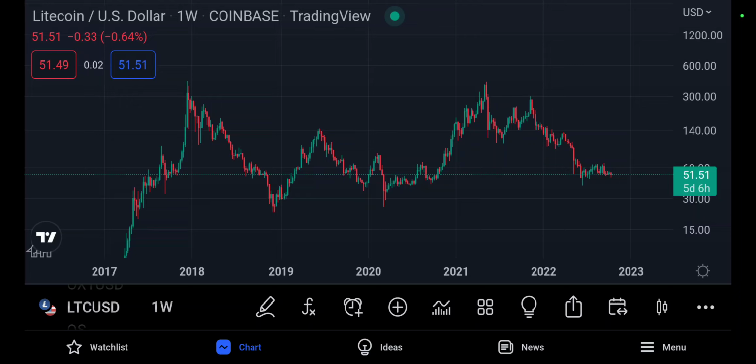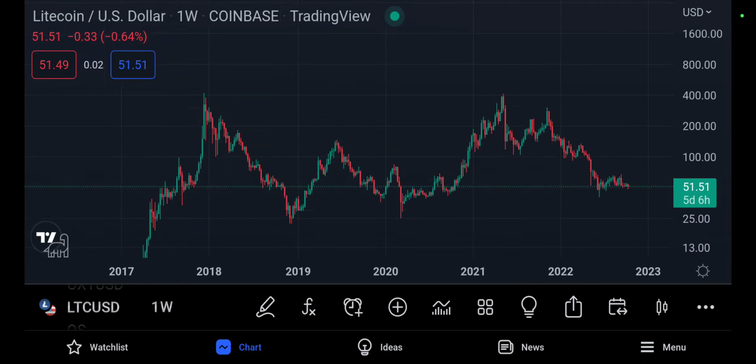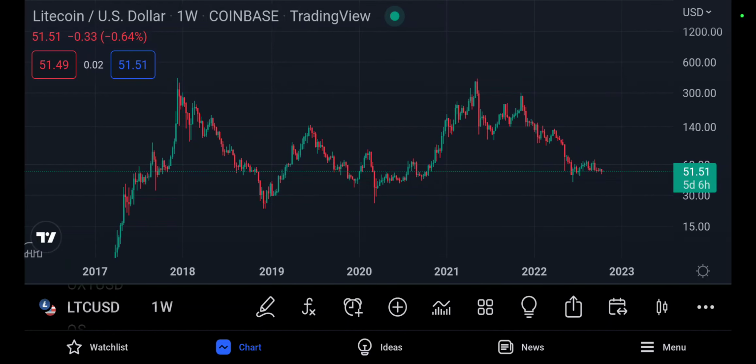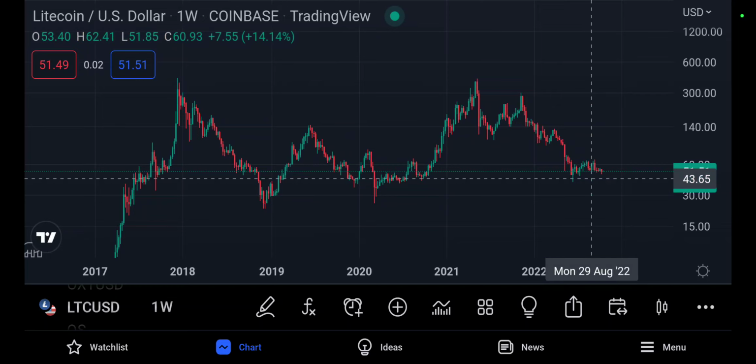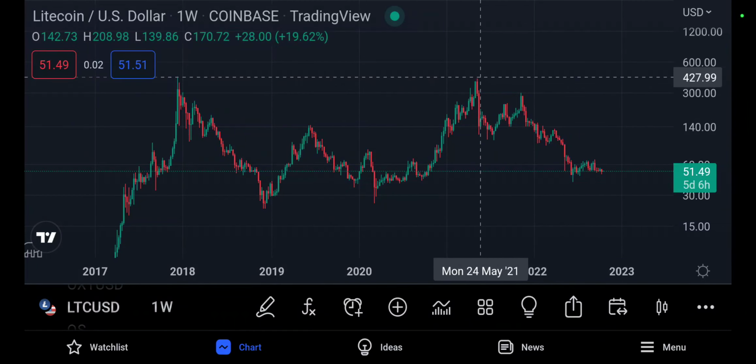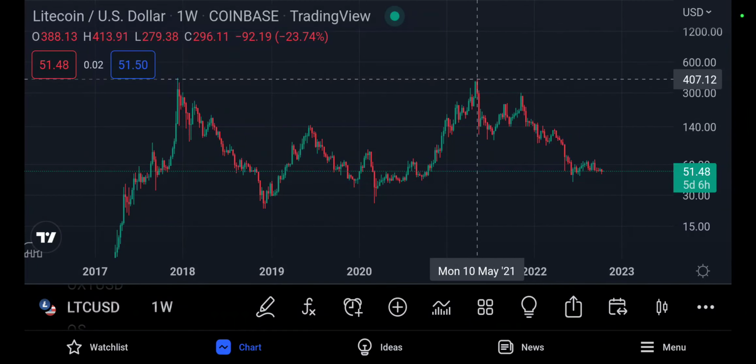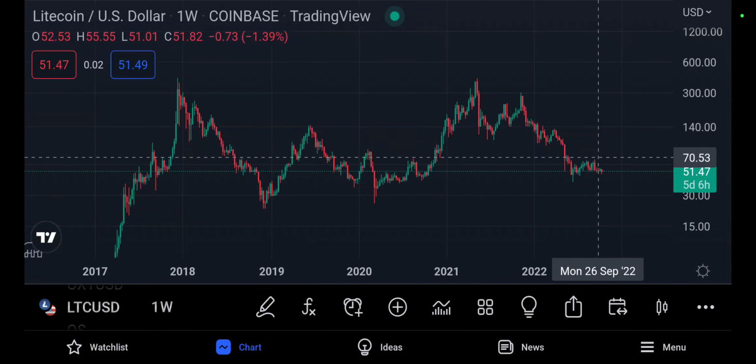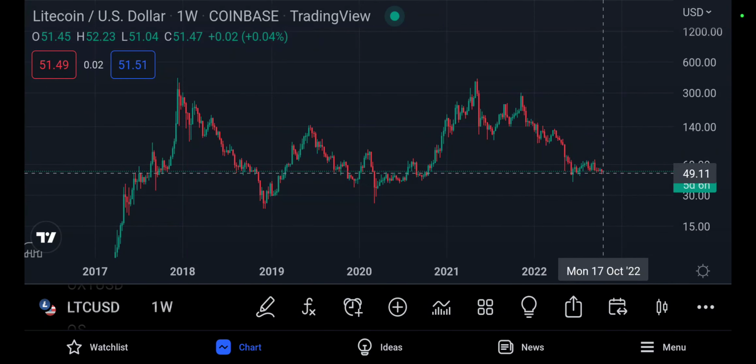This time we're gonna check out Litecoin. I saw in the comments somebody wanted me to do an update on Litecoin, so about to just do that right now. Current price is $51.51. We dropped from a high of $407 back in May of 2021, and this is where we're at currently.